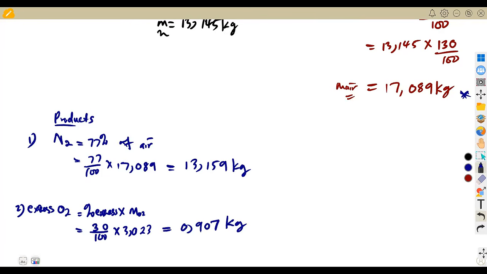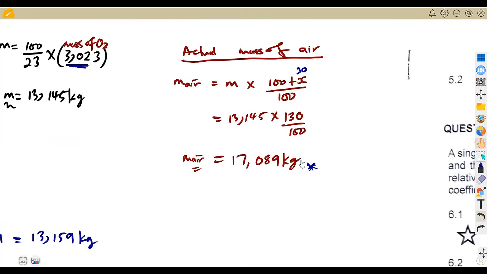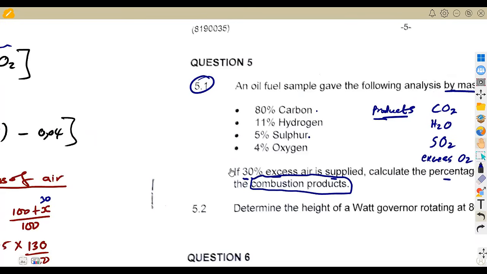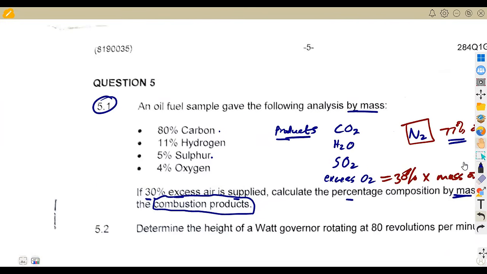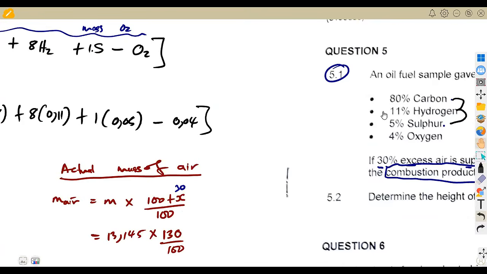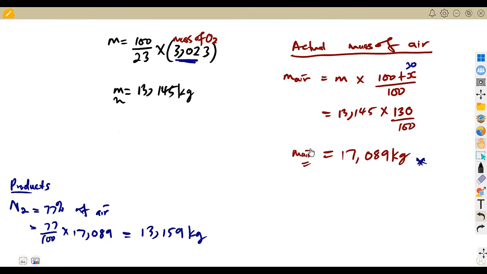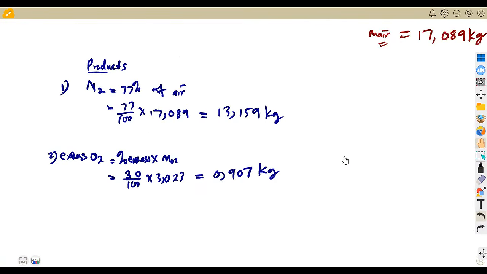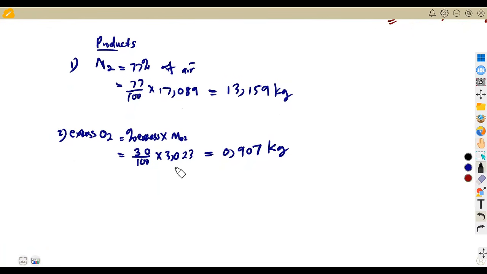Then the other products that we have listed from the inputs. Remember, we've got inputs carbon, hydrogen, and sulfur. So we said we're going to have carbon dioxide, water, and sulfur dioxide. Let us see carbon dioxide first. For carbon dioxide, what you're going to do is take the mass of oxygen.